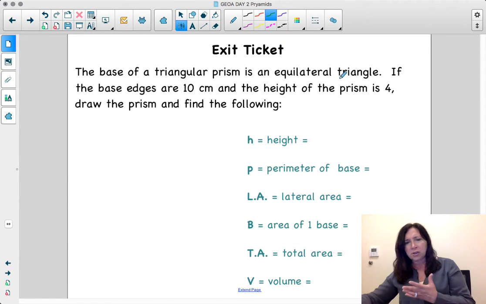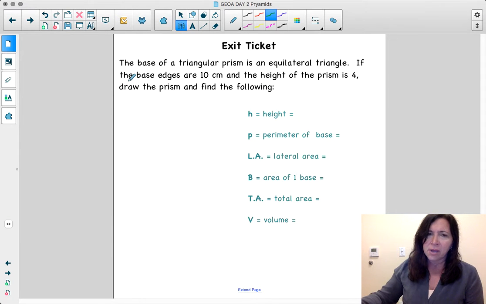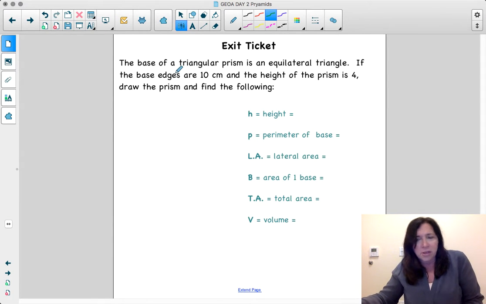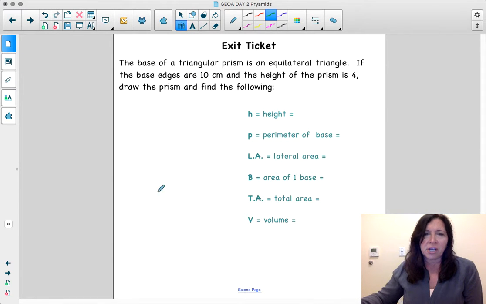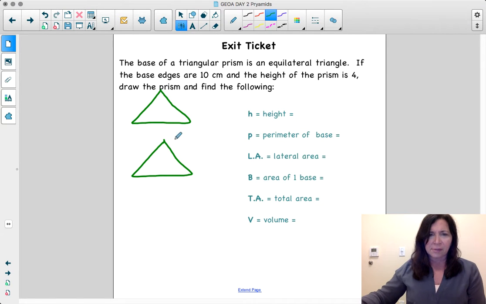Volume, unit cubed. So here's an exit ticket, which I expect you to do. I would hope that you would turn off the video and do this and then turn the video back on to check your answers. The base of a triangular prism is an equilateral triangle. So here we go. We have an equilateral triangle and it's a prism. So remember how to make these prisms. You just create the same shape.